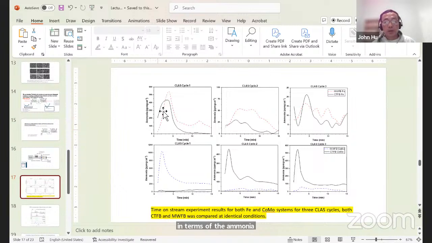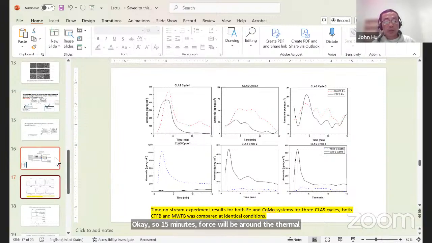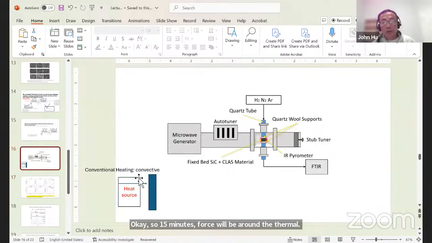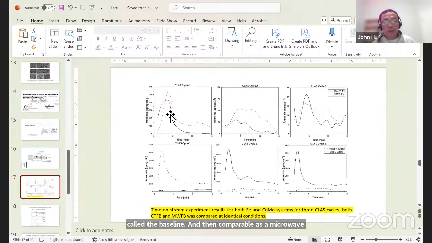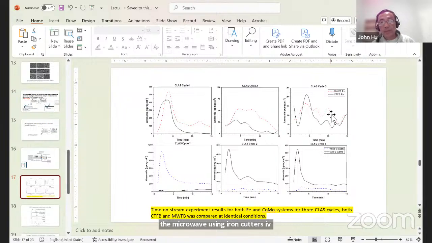So obviously in cycle 1, microwave produces more ammonia in the entire operating range. So we basically run for 15 minutes. First we run the thermal, and thermal means we run this configuration. That's called the baseline, and then compare with the microwave. Okay, so the 2 scenarios. So you can tell the microwave using iron catalyst Fe is always better. Okay, so 3 cycles. So they can be regenerated and run again, always better.